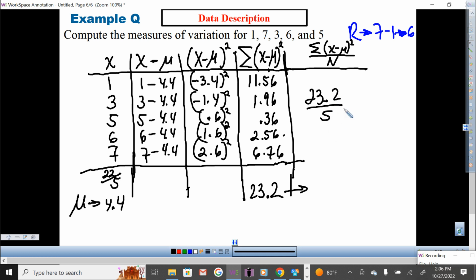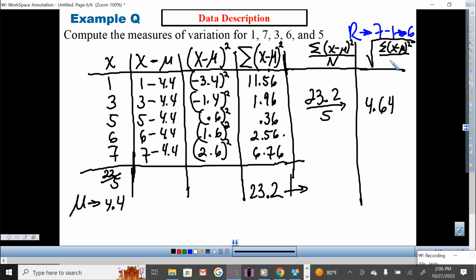Who's got this, please? Mel, go. 4.64. Hands, have you got that? Okay. So, what do we do next? Square root. So, what would be the last formula? Square root of the sum of x minus mu squared over n.